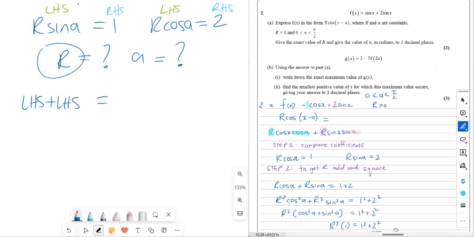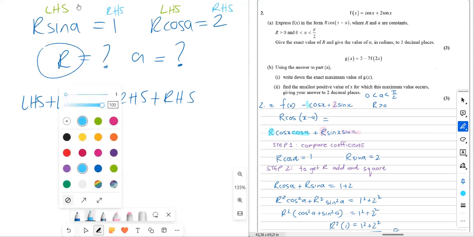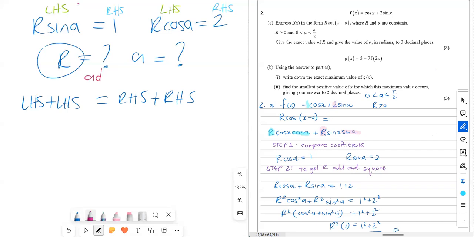And we're equating it to right-hand side plus right-hand side. Okay, so we add them together. First add, and then square. So in order to find out what R is, we do this step, add and square. Okay, so add and square is what I mean, left-hand side, left-hand side.